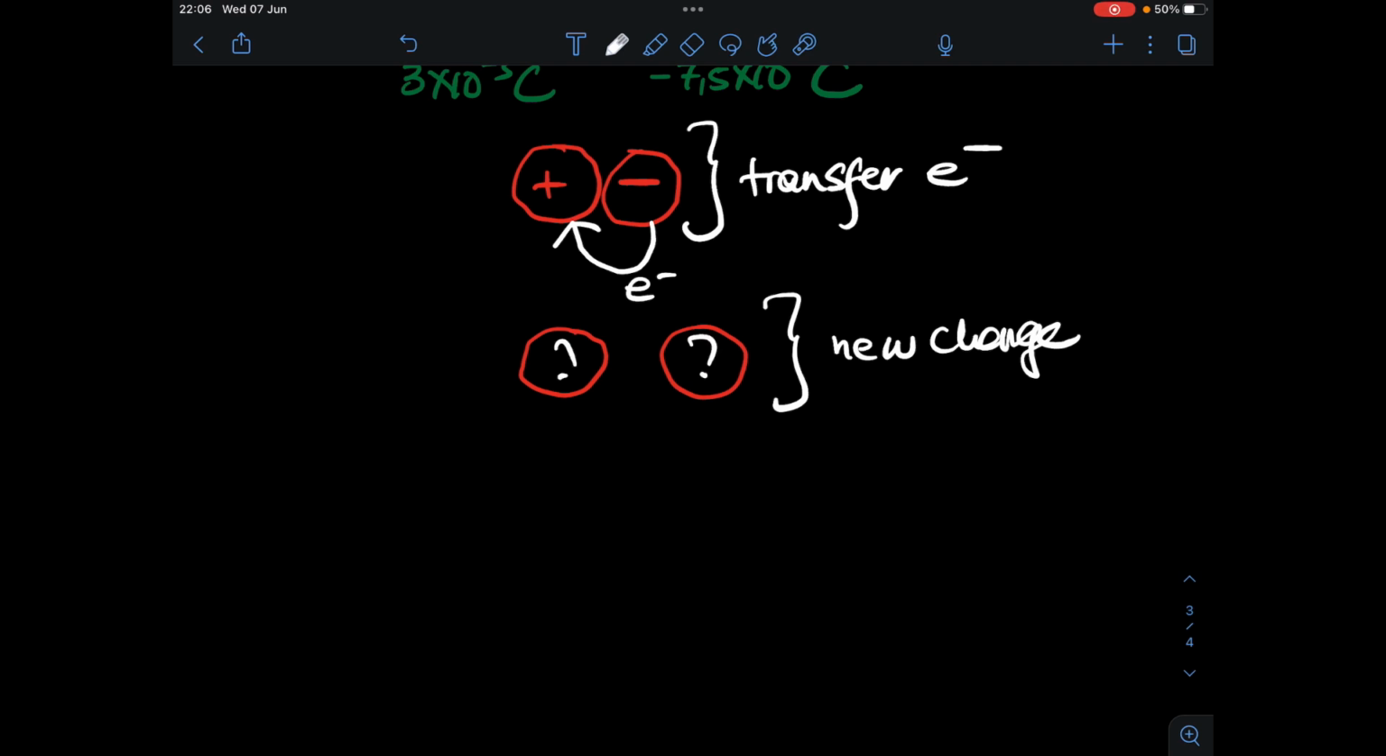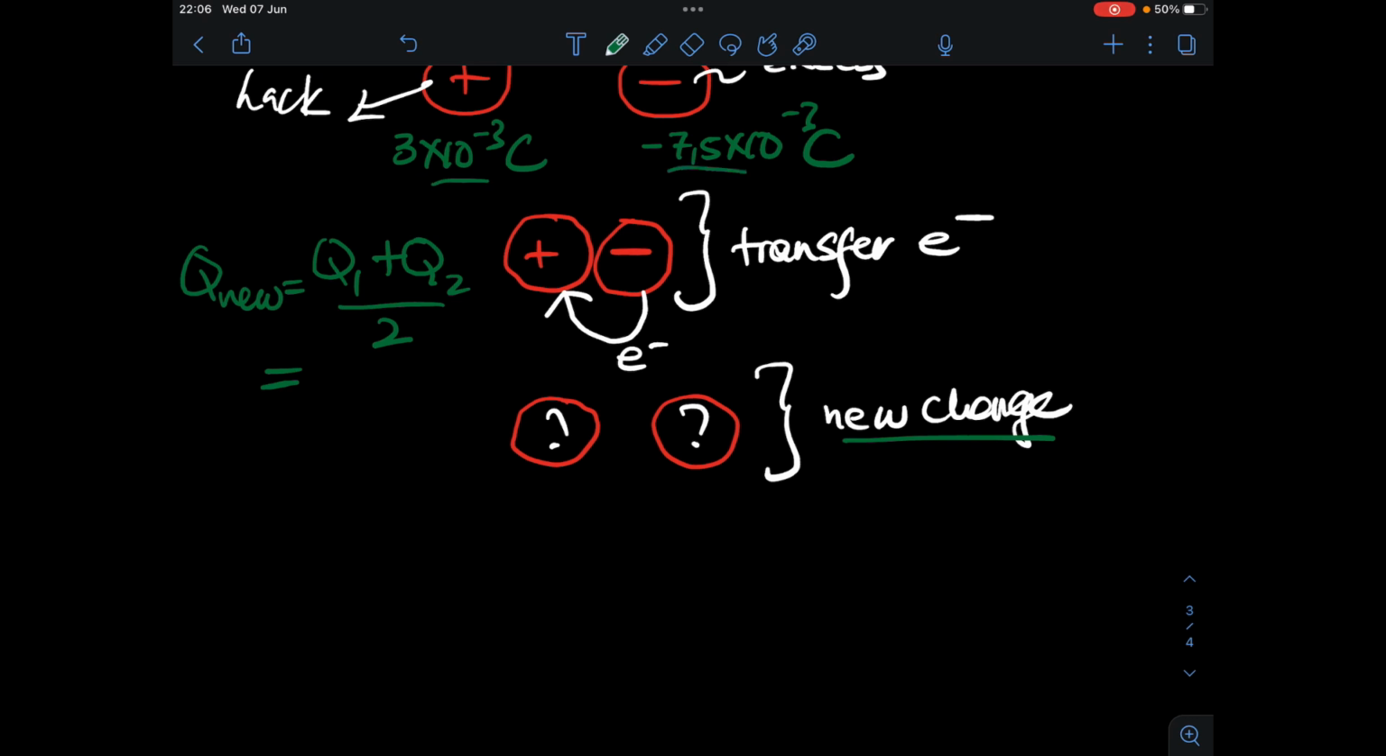You have to use the formula that says Q new, you're calculating the new charges, equals Q1 plus Q2 over 2. This formula you are given in the data sheet. So what are you going to do? You use those charges. It's going to be 3 times 10 to the power negative 3 plus negative 7.5 times 10 to the power negative 3. You divide by 2. That's the formula. So your answer here will be 4.5 divided by 2. Can you put that in the calculator and not use my mind?